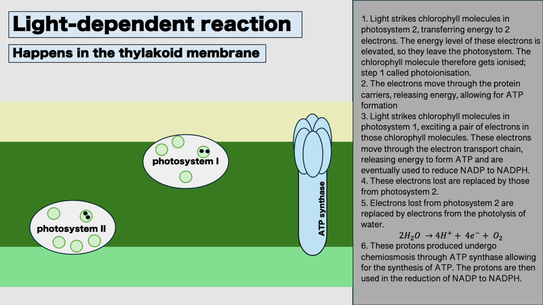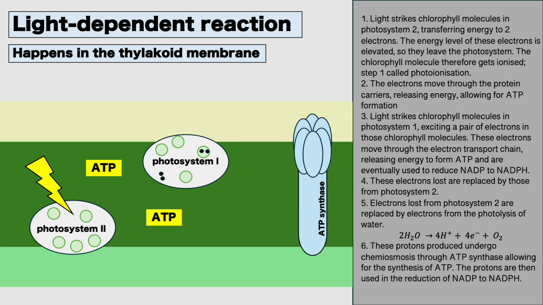So step number 1, light strikes chlorophyll molecules in photosystem 2, transferring energy to 2 electrons. The energy level of these electrons is elevated, so they leave the photosystem, and as a result, the chlorophyll molecule gets ionized. So this process of the electrons getting energy and leaving the chlorophyll is called photoionization. Step 2, the electrons move through the protein carriers, releasing energy, allowing for ATP formation.